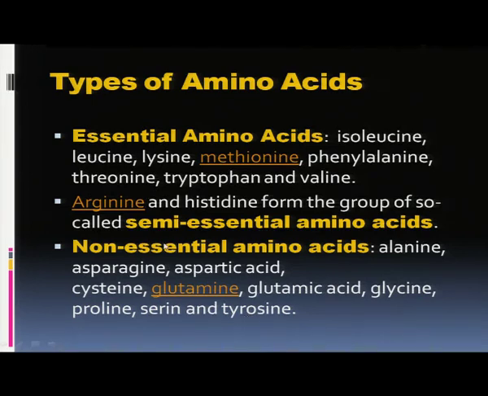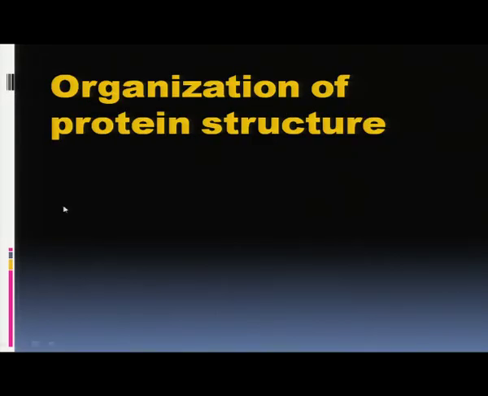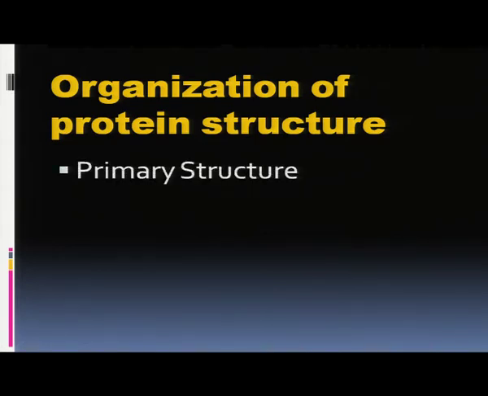So, altogether there are 20 standard amino acids which will combine in any numbers to form a polypeptide chain or protein. Now, let us know about the organization of protein structure. Protein structures have different levels. The first one is primary structure.